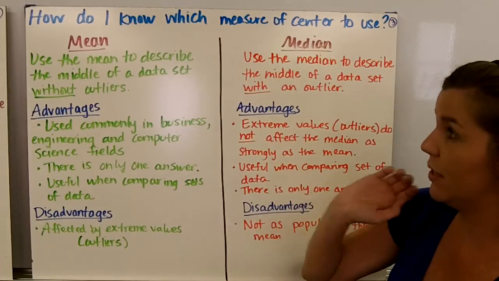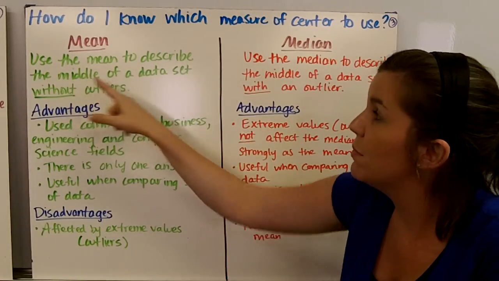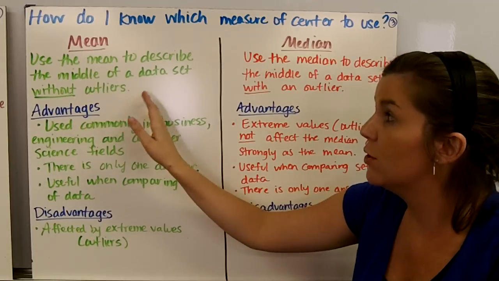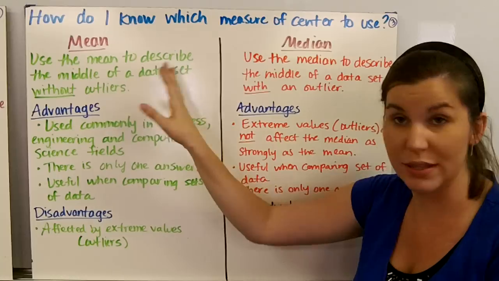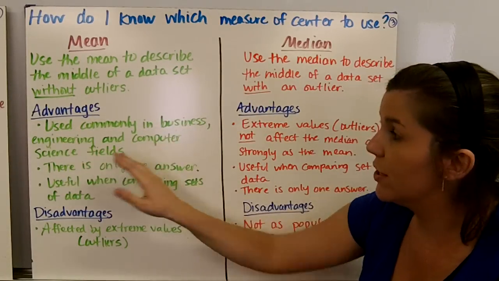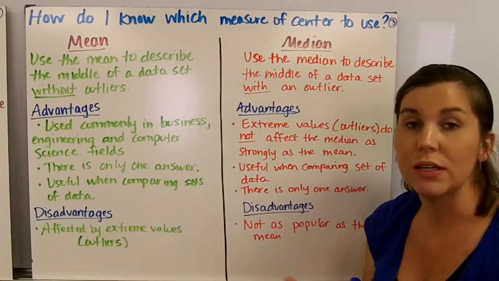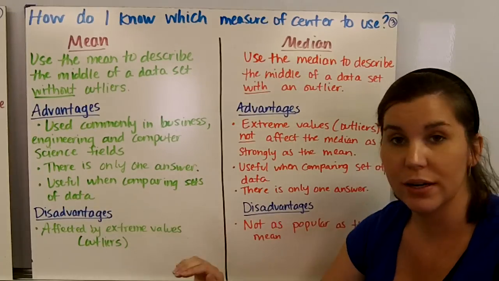Mean versus median. Use the mean to describe the middle of a data set without outliers. So these don't have extreme values that are high or low. Then we'll use the mean. Advantages: commonly used in business, engineering, and computer science fields. There is only one answer. You can clearly define what the mean is. This is useful when comparing sets of data.